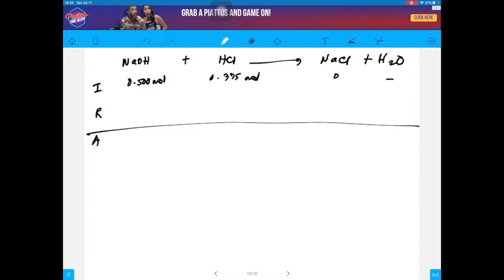So looking at the amount of reactants present, we can immediately see that the limiting reagent is the hydrochloric acid, since it has the least amount of moles, and it also means that it is the reagent that is exhausted first, or the limiting reagent. So minus 0.375 during the reaction, and finally, we produce 0.375 moles of sodium chloride.